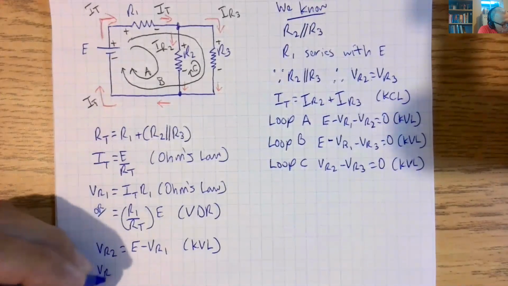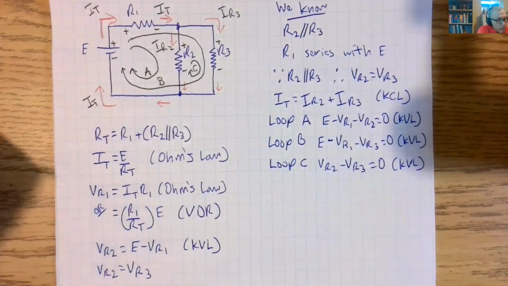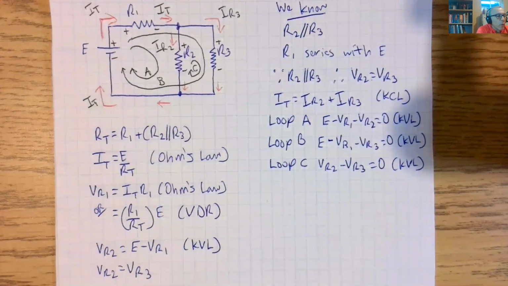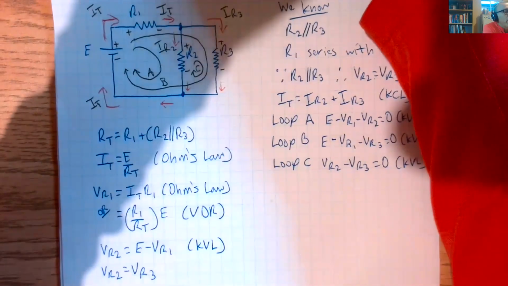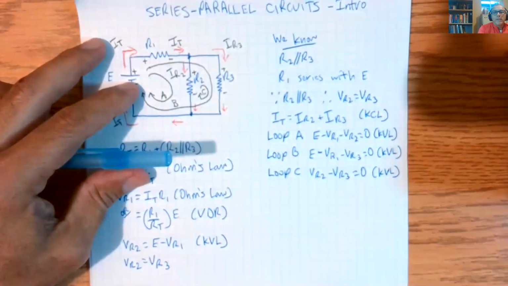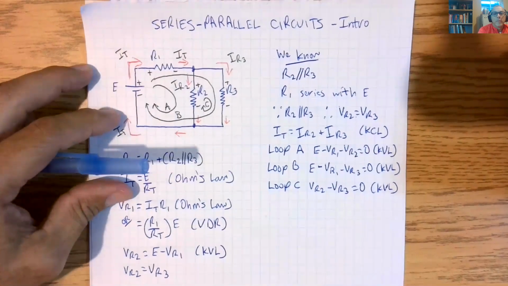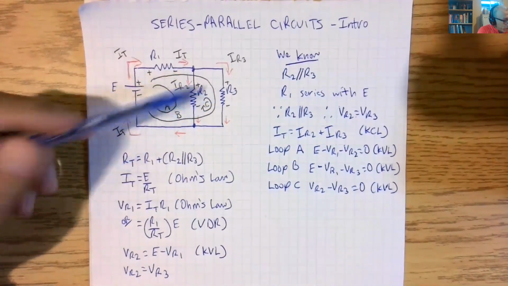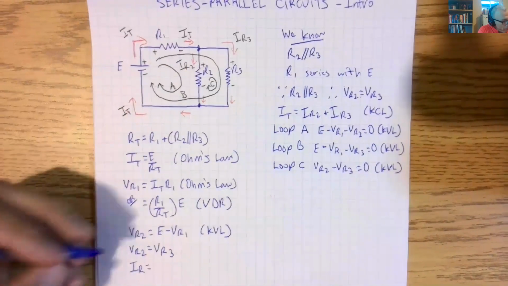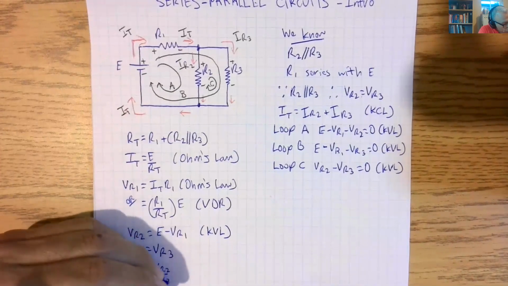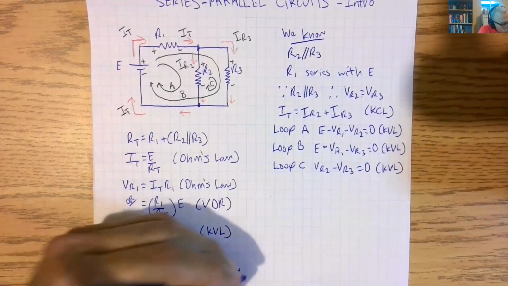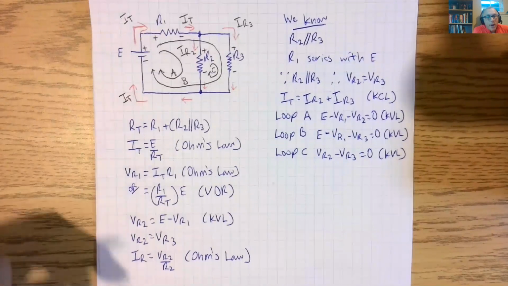And we know that VR2 is equal to VR3, okay, because they're in parallel. But what else do we know here? What else do we know? Well, we can also figure out IR2 is equal to VR2 over R2, okay? And that is Ohm's law.